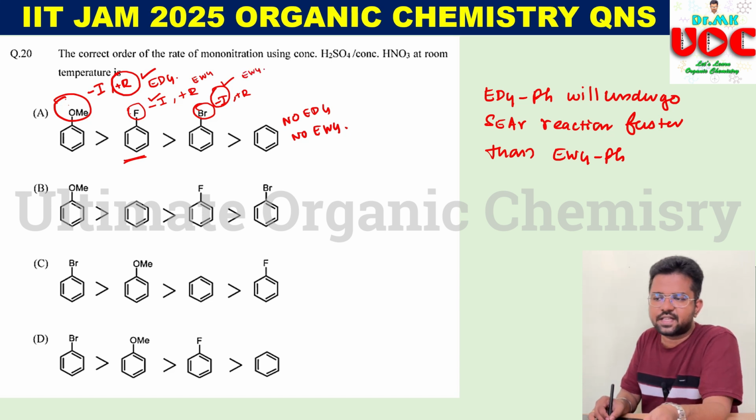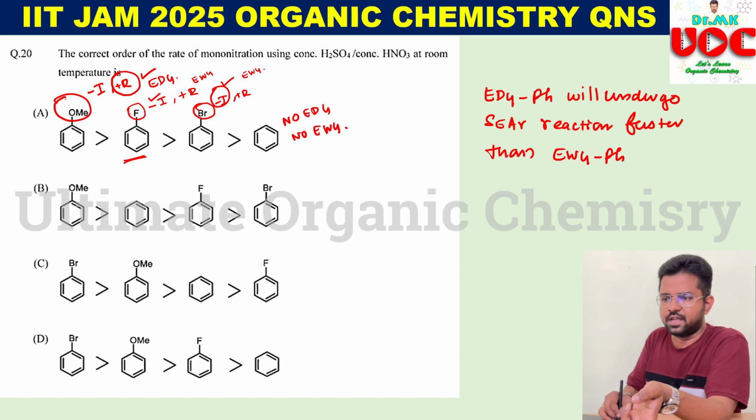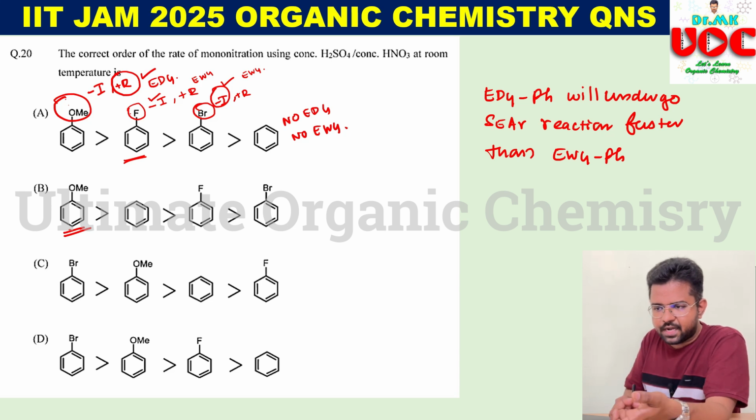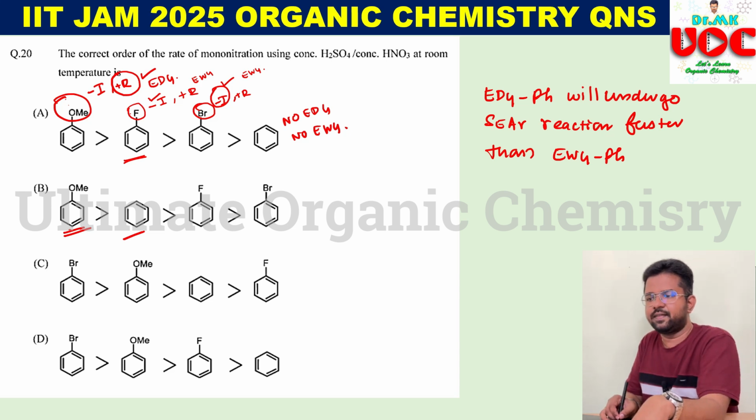And in the case of benzene, there is no electron donating group as well as no withdrawing group. So that is more reactive than fluorobenzene. So the second one is the right answer. It should be the right answer. And the first one, anisole, is the most reactive, and the second one is benzene, and the third one is fluorobenzene, as well as then you have bromobenzene.